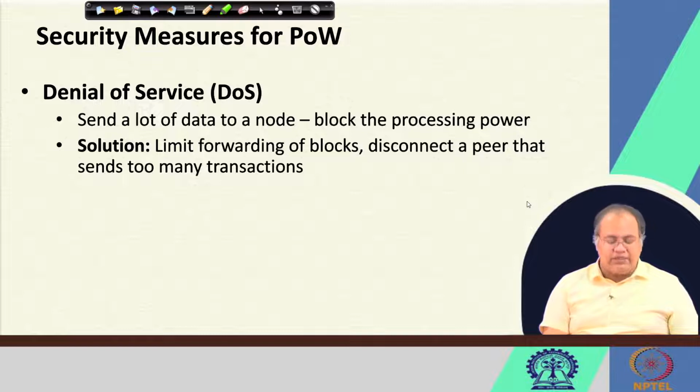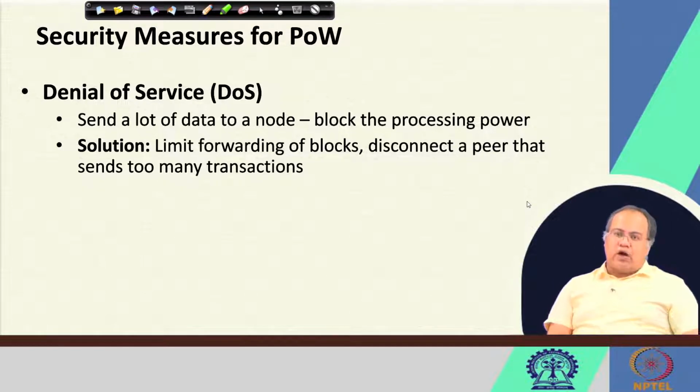And the solution for this problem is that you limit the forwarding of blocks. For example, you disconnect a peer that is sending too many transactions. These are the kind of ad hoc solutions adopted by Bitcoin to solve such problems which can happen in a proof of work blockchain, or rather these are the common attacks which can happen on a distributed system.